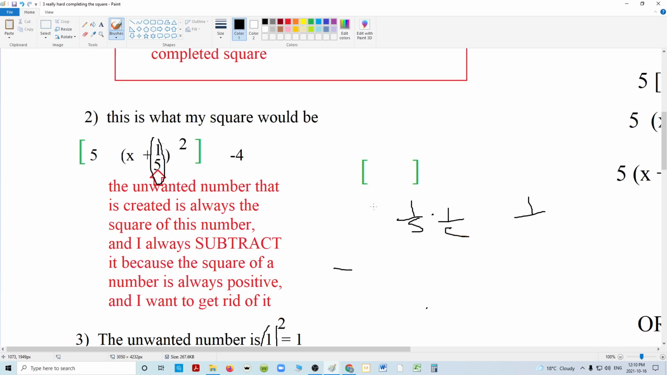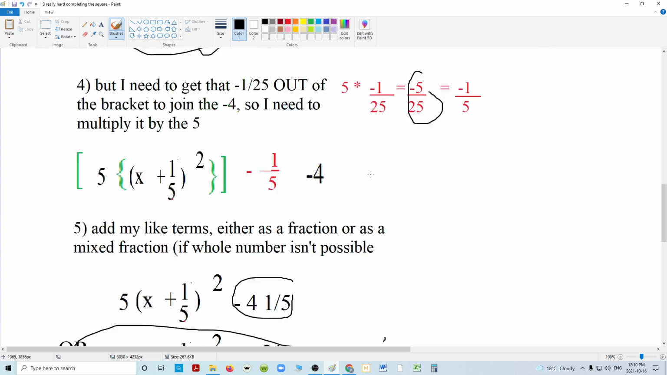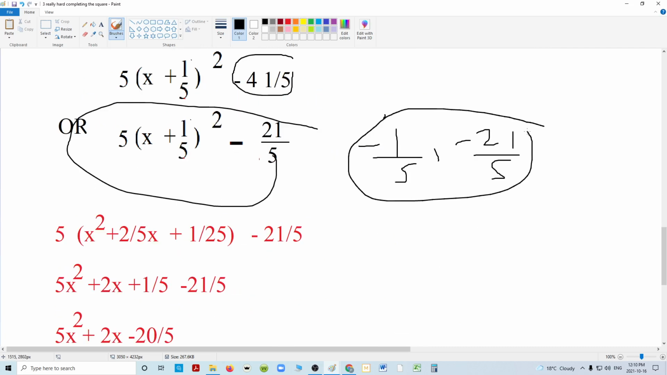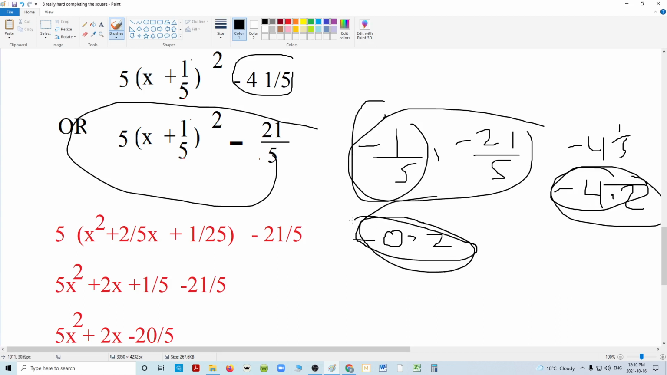To make sure, just put this original one into Desmos and go look at the vertex, and you will indeed discover that the vertex is minus 1/5, comma, minus 21 over 5, which is also minus 4 1/5, which is also minus 4.2. So you'll see that on Desmos. And instead of minus a fifth, you'll see minus 0.2, because you can make Desmos work in fractions, but it's going to show it to you in decimals.